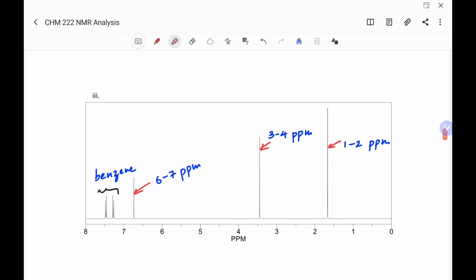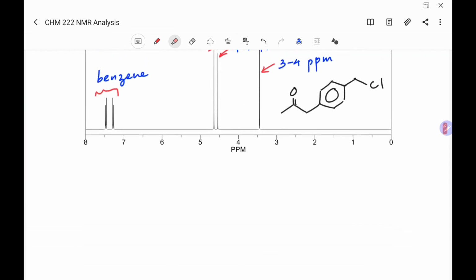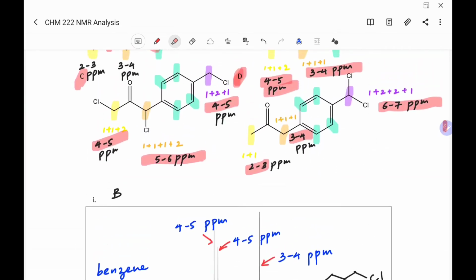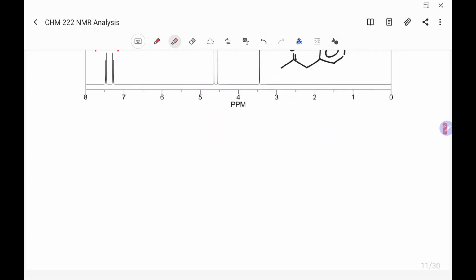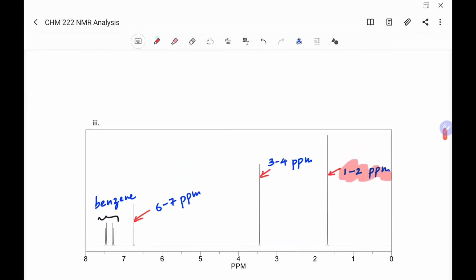There is a little discrepancy for the 1 to 2 peak. Okay, let's go back and see, because I think it was 2 to 3. Yeah, but I don't see any other structures having a peak around there. A and D are the other two that are left, but as you can see they both don't have a peak from 6 to 7. This one is a 4 to 5, so I would say D is the better structure.